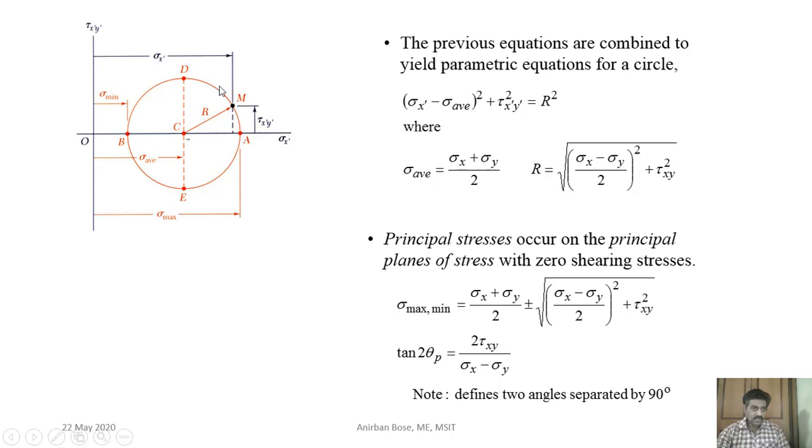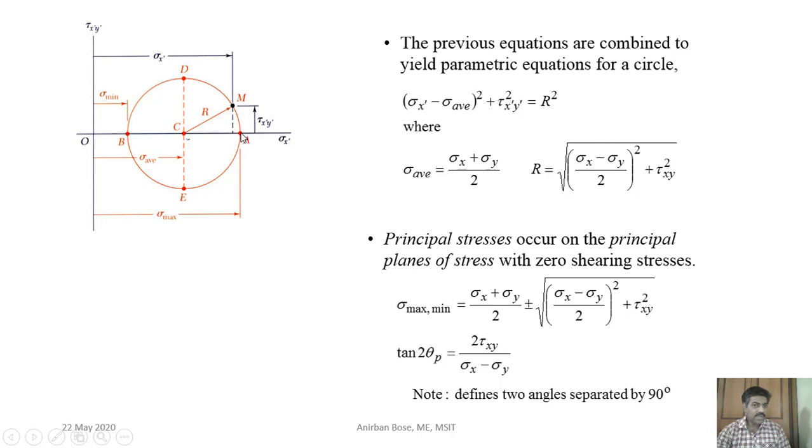If these points on the circumference indicate the normal and the shear component for different orientations, that means a different theta, then you can see that at point A, what is the normal component? The normal component is its abscissa, that means this length from here to here, which is the sigma max. And what is the shear component? The ordinate, that is 0 at this point.